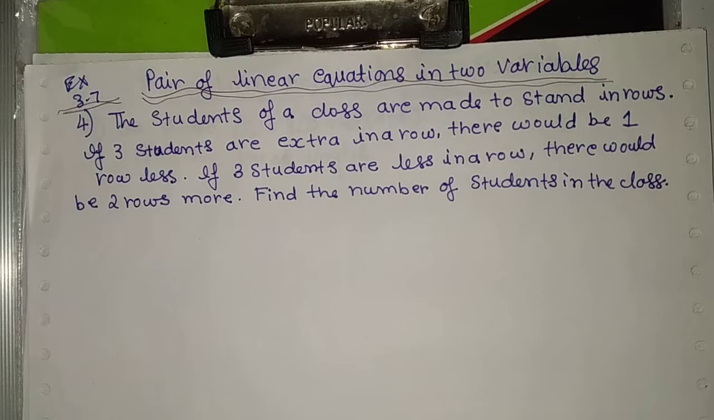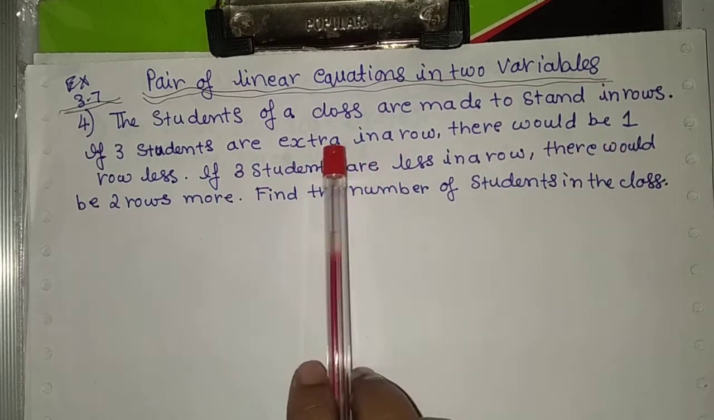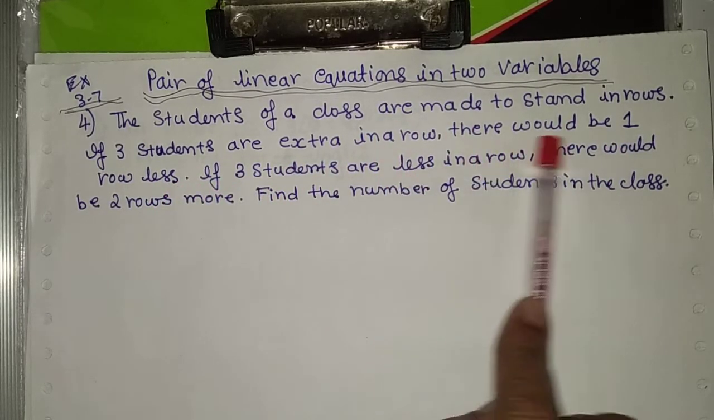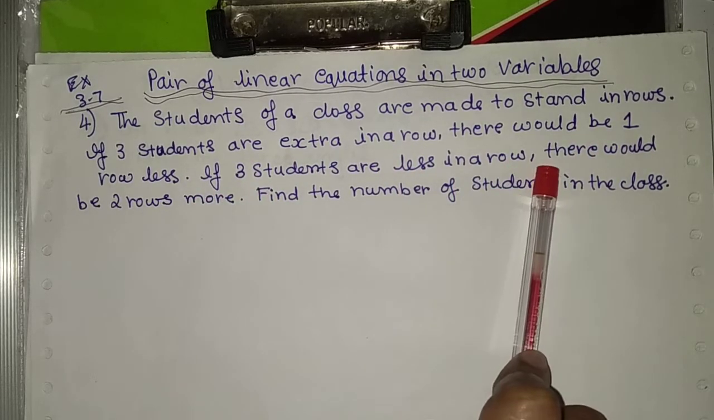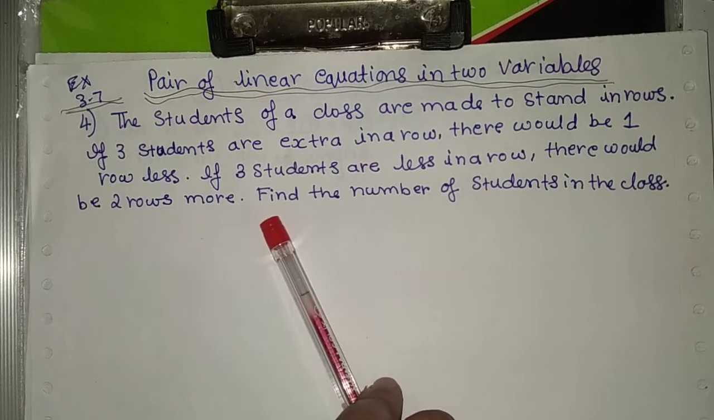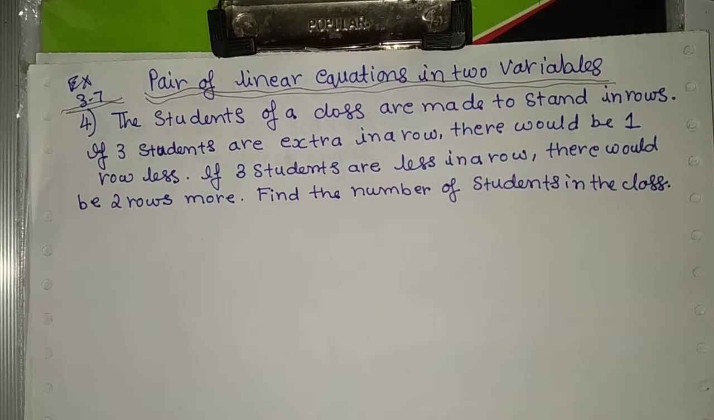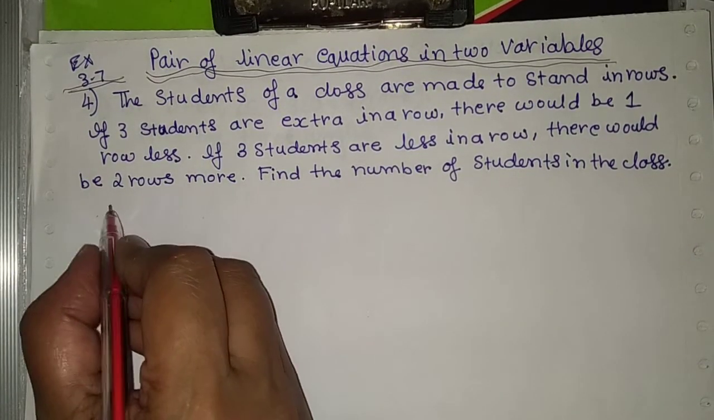The problem given is: the students of a class are made to stand in rows. If 3 students are extra in a row, there will be 1 row less. If 3 students are less in a row, there would be 2 rows more. Find the number of students in the class. We'll directly solve the problem. I'll just explain while solving.